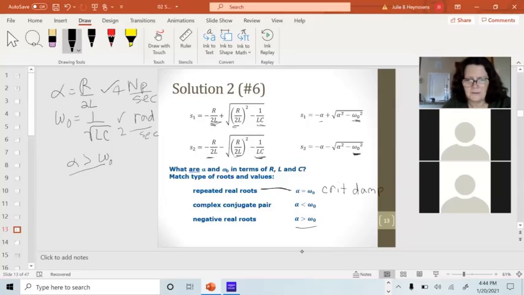Starting to see the pattern here. If you have complex conjugate roots, omega naught is bigger than alpha. Good, I lined these up. Omega naught is bigger than alpha. You have underdamping.